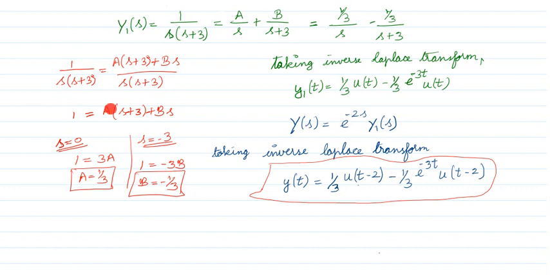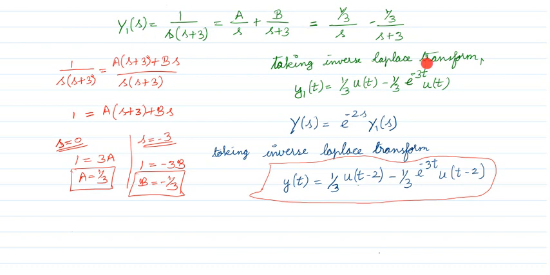If I want a, what I have to put? S equal to 0, so the b term vanishes. So a is equal to 1 by 3. Similarly, if I need b, I have to cancel the a. So in place of s, I will put minus 3. Minus 3 plus 3 is 0, 0 into a is 0, so it becomes 1 equals minus 3b. So b is equal to minus 1 by 3. Now substitute a is 1 by 3 and b is minus 1 by 3 here. So we got this, and this is your y1 of s.